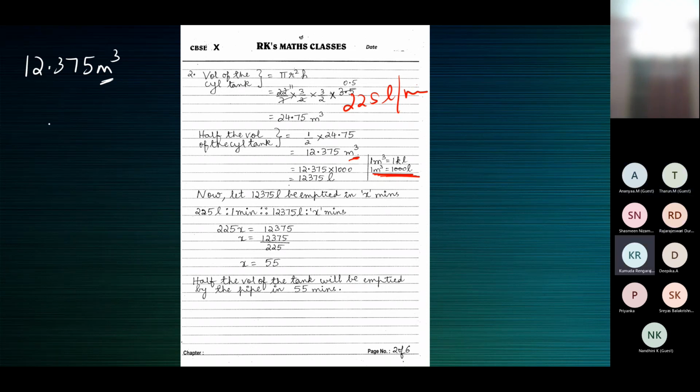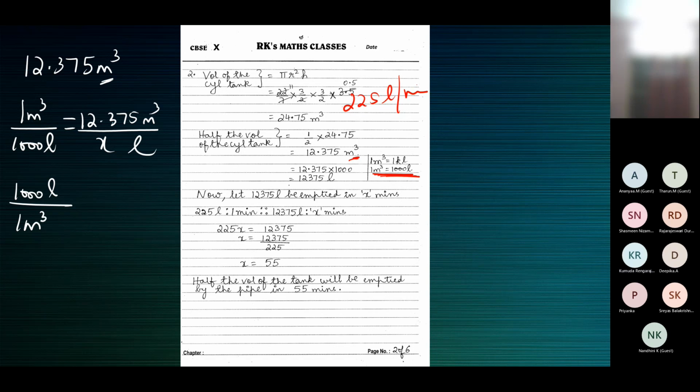1 meter cubed is 1,000 liters. Write it like this. Then 12.375 meter cubed is how many liters? X liters. Cross multiply, that's all. If you have a doubt, or in the exam you're nervous and suddenly get confused as to whether you have to multiply or divide, you can use this. You can write it like this, or like this: 1000 liters is 1 meter cubed. Then how many liters is 12.375 meter cubed?